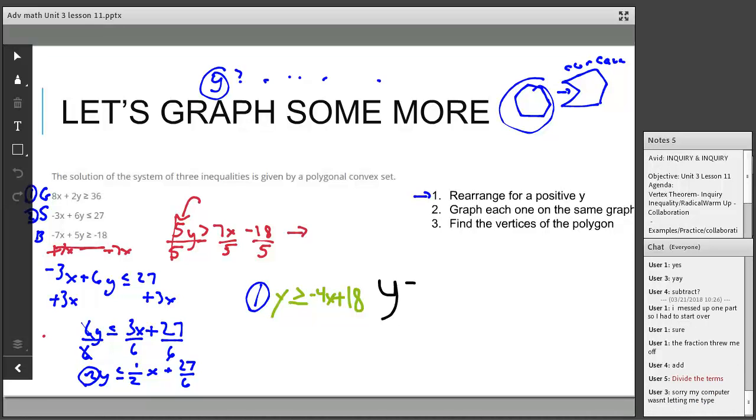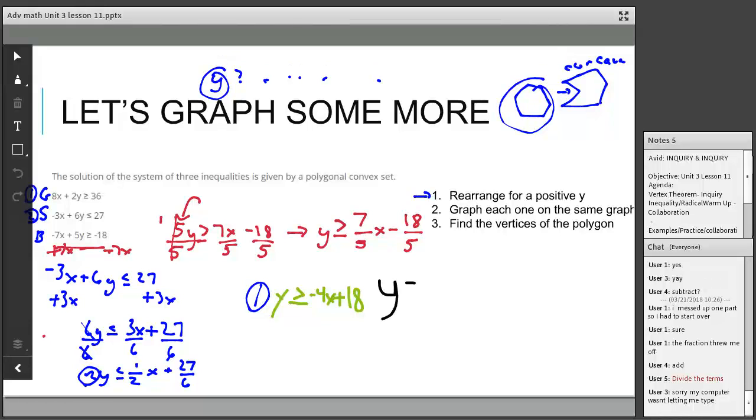Right? So the 5 over 5 just becomes 1. It's weird the way it does that sometimes. Jillian, she said she's having trouble getting her computer to type. I have that same trouble sometimes. Greater than or equal to, we're dividing through by a positive number, so we don't change anything with that inequality. 7/5 x minus 18 over 5.